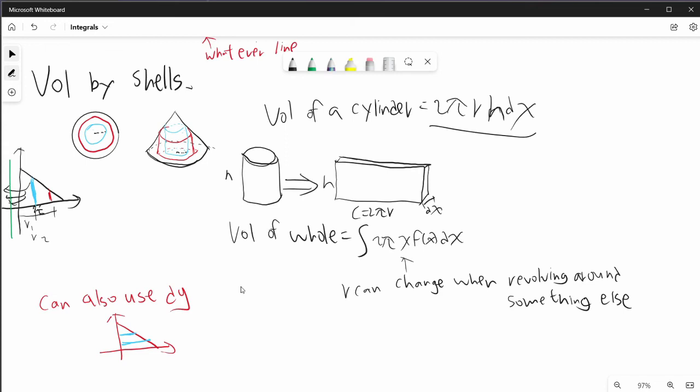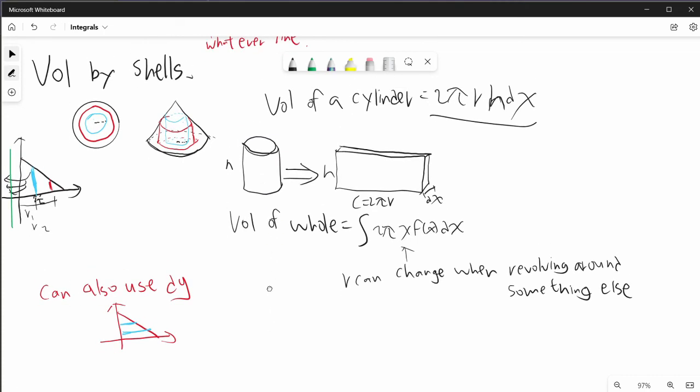And also, you can use dy. I don't think it's preferable, but sometimes you're asked to do so. And then you have to consider these lines are no longer vertical; they're horizontal, and you have to write everything in terms of y. But the general concept is the same. If you can visualize this, it will be much simpler.